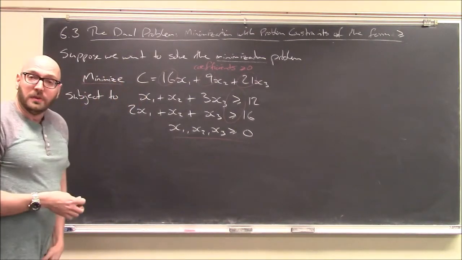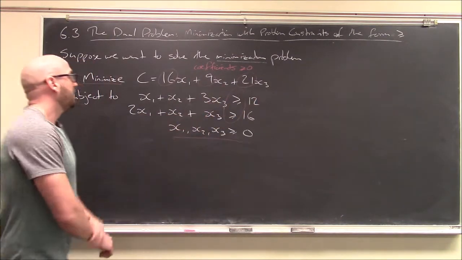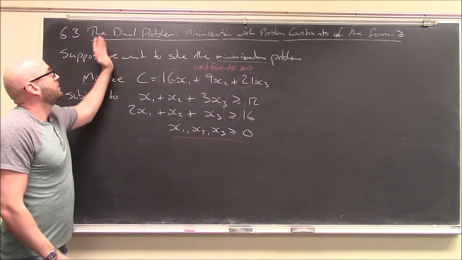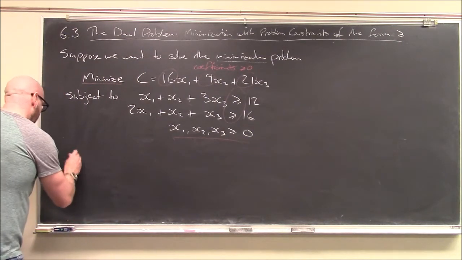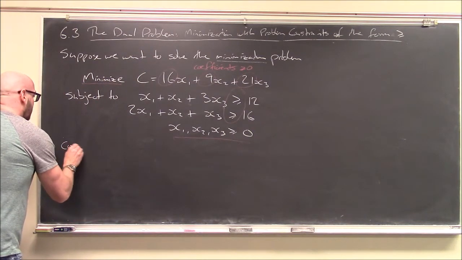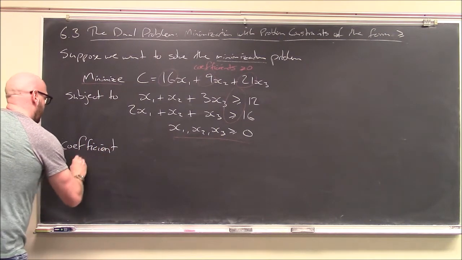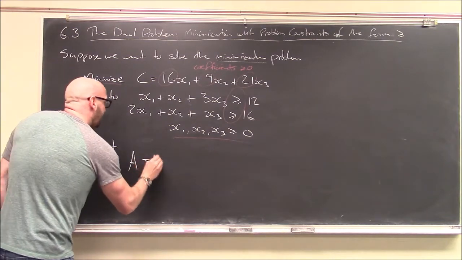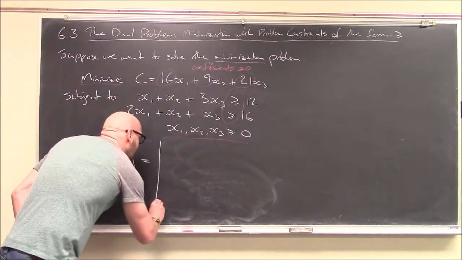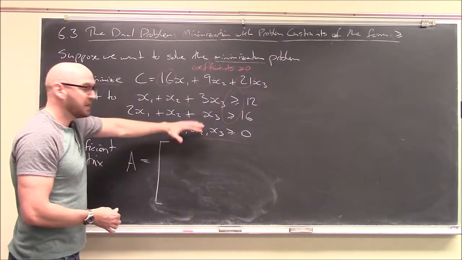Well, how are we going to solve this? Simplex method doesn't apply to problems of this form. So what am I going to do? Well, what I'm going to do is form what's called the dual problem. And the way we're going to do this is I'm just going to build a coefficient matrix that I'll call A. The coefficient matrix is just going to be a matrix of the coefficients that we see in our system.